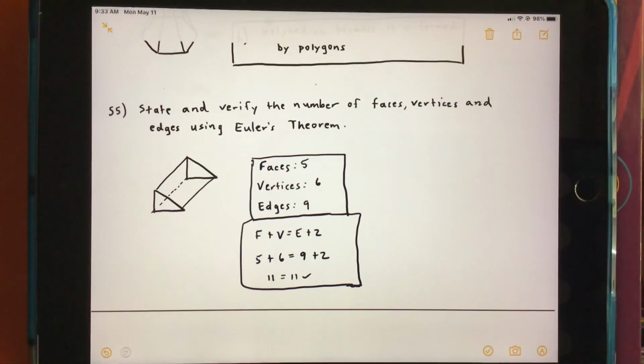Then we're going to go ahead and plug those numbers into Euler's theorem that predicts that the number of faces plus the number of vertices will equal the number of edges plus 2. So that means we will have 5 plus 6 equal to 9 plus 2, and since 5 plus 6 is 11 and 9 plus 2 is 11, we have verified the correct number of faces, vertices, and edges on this triangular prism.